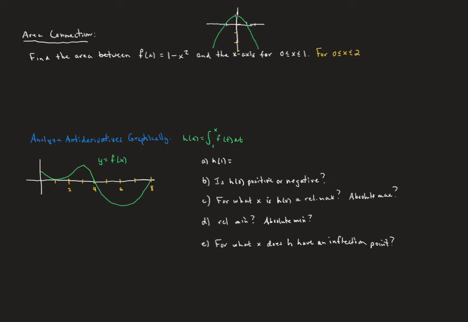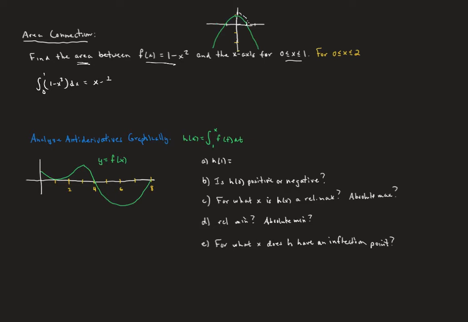So, for example, the key is we're trying to find the area between our curve and the x-axis between 0 and 1. We can see that our curve is completely above the x-axis on that interval, so we don't really have to worry. We can go ahead and evaluate this integral from 0 to 1 of 1 minus x squared.